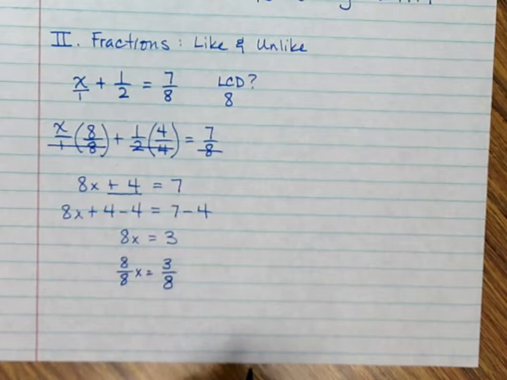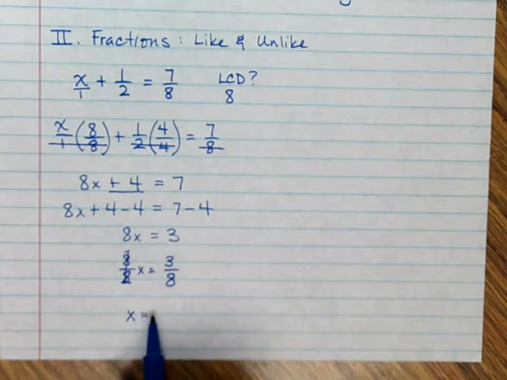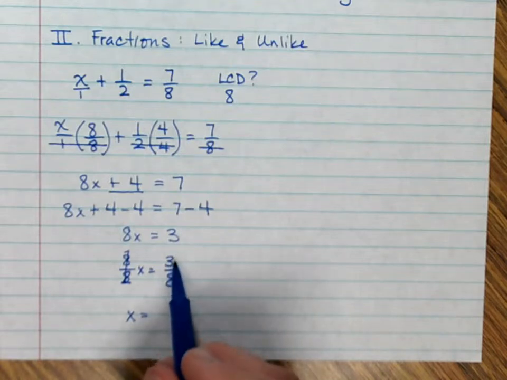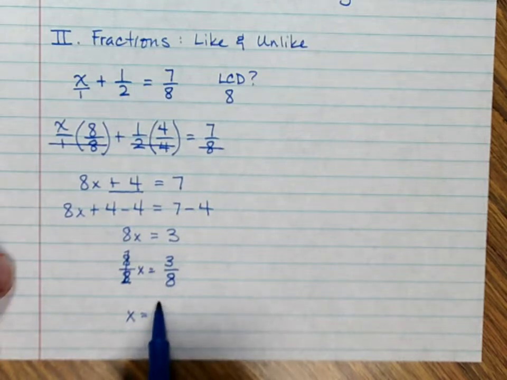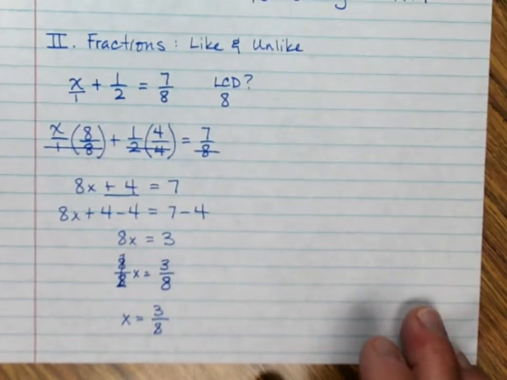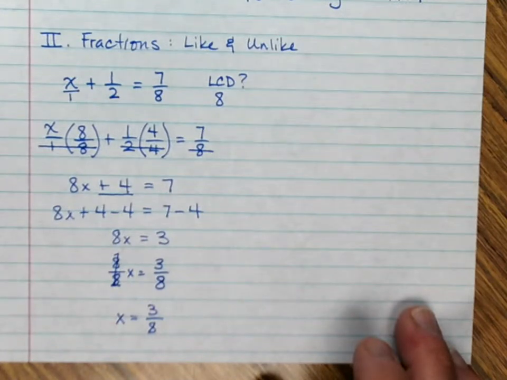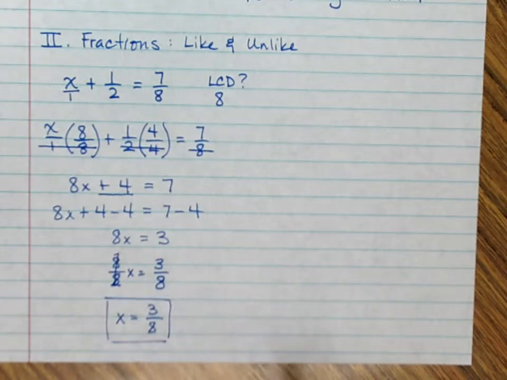And this is where you've got to really take your time and realize what you're going to do. 8 divided by 8 is 1, so that leaves you with x. And then this is 3 divided by 8, or 3 over 8. Now if you're taking your time, you'll realize 3 over 8 is 3 over 8. Some of you might try to do the long division and give yourselves a decimal. Just remember, you're just adding work to your load there. So this is an acceptable answer.